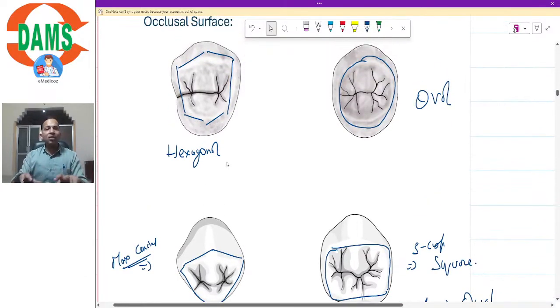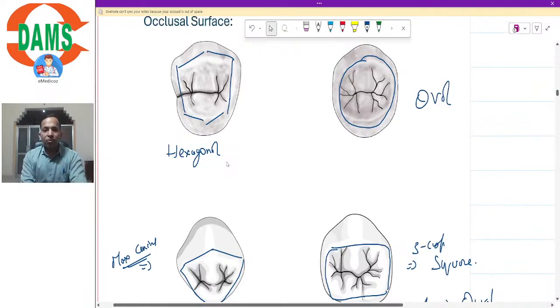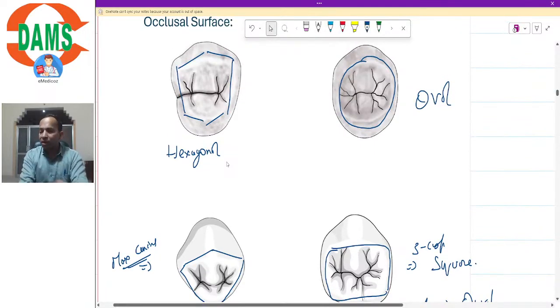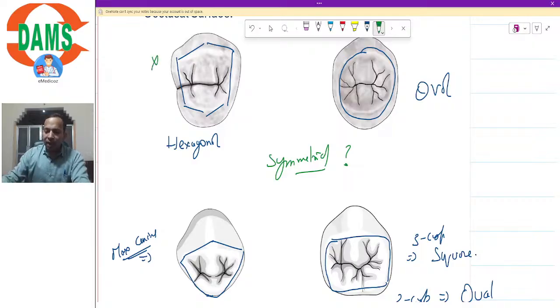Now, when you take a look at the occlusal surface of all these teeth, which of these teeth appears to be most bilaterally symmetrical? Which is most symmetrical amongst all these four teeth? Obviously, the maxillary first premolar isn't symmetrical because it has a mesial marginal groove, which clearly differentiates its distal and mesial sides, isn't it?